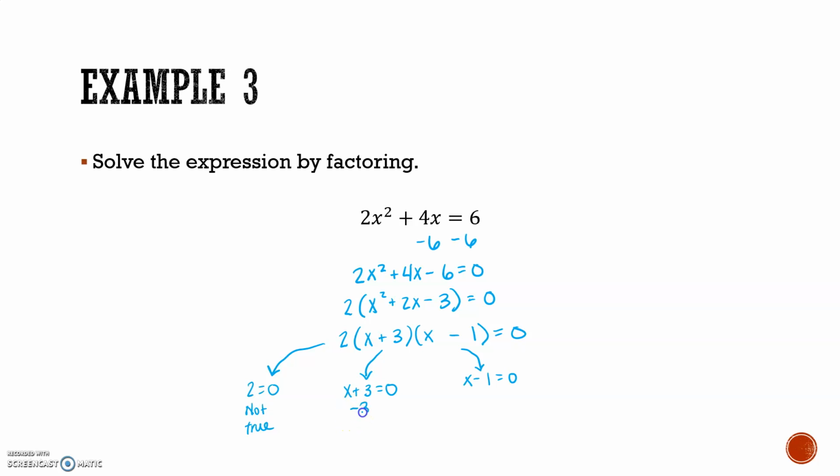Here, if I subtract 3 from both sides, I'm going to get x equals negative 3. I'd add 1 here, add 1, and x would equal 1. So my two answers would be x equals negative 3 and x equals 1. If you wanted to check these, you could simply take the answers that you got and plug them back in to make sure that you get a true statement. For example, if I plug in 1, I would get 1 squared, 1, 2 plus 4 is 6. That's a true statement, so this one would work.